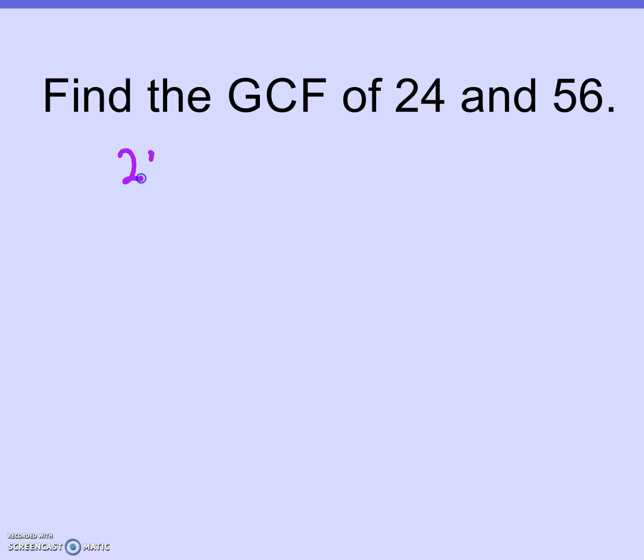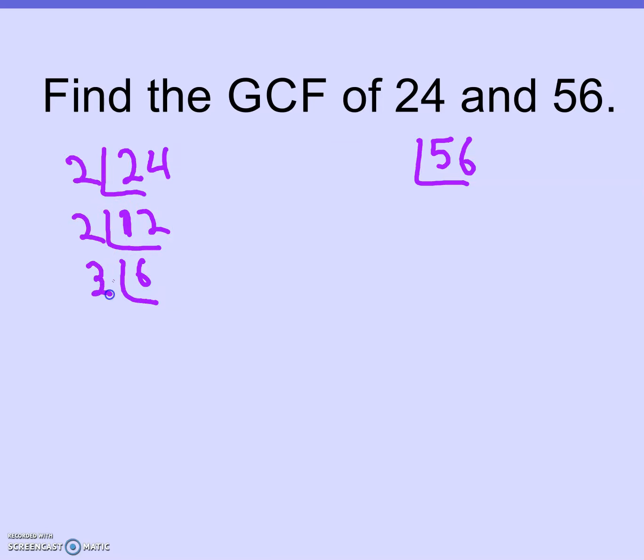I'm going to take 24 and 56 and break them up into their prime factorization. So 2 goes in 12 times. You can divide 12 by 2, you get 6. You can divide 6 by 2 and get 3, and 3 is prime. You can divide 56 by 2 and you get 28. You can divide 28 by 2, you get 14. You can divide 14 by 2, you get 7, and 7 is prime, so I'm done.